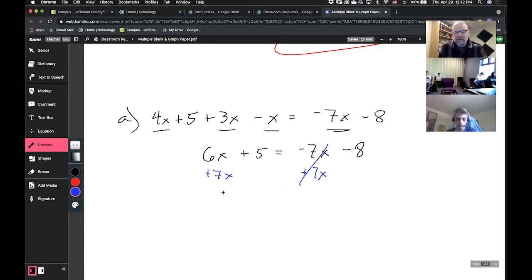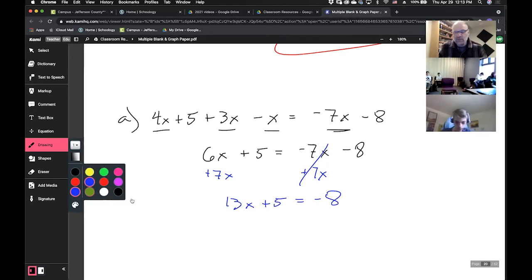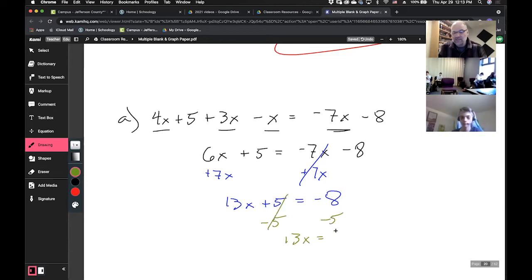So that gets rid of there. And then we have 13x plus 5 equals negative 8. Now we're back to where we were on Tuesday. Get rid of the 5. It's being added, so subtract it. 13x equals negative 13. So x equals negative 1. After you divide by the variable's coefficient, dividing negative 13 by a positive 13 gives you negative 1.